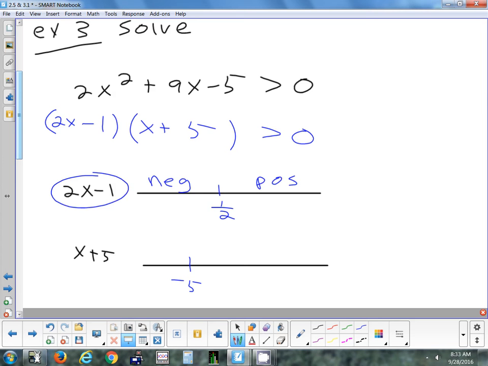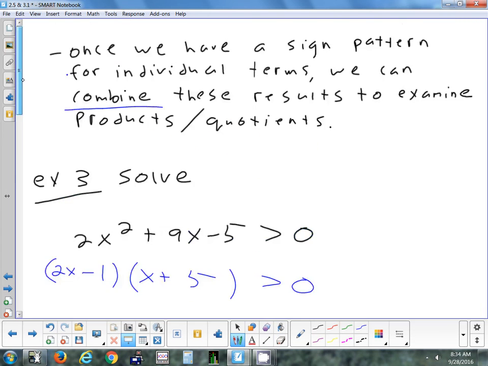How about -5? If you plug in numbers bigger than -5, like 0, what do you get? Positives. How about numbers smaller than -5? Negatives. Usually that's how it works, negative, positive. The only way that could be flipped around is if they put a negative in front of the x, which changes things a little bit. But don't worry about that for this one. Now we've got our number lines for each factor. Now we're going to combine them into one big number line.